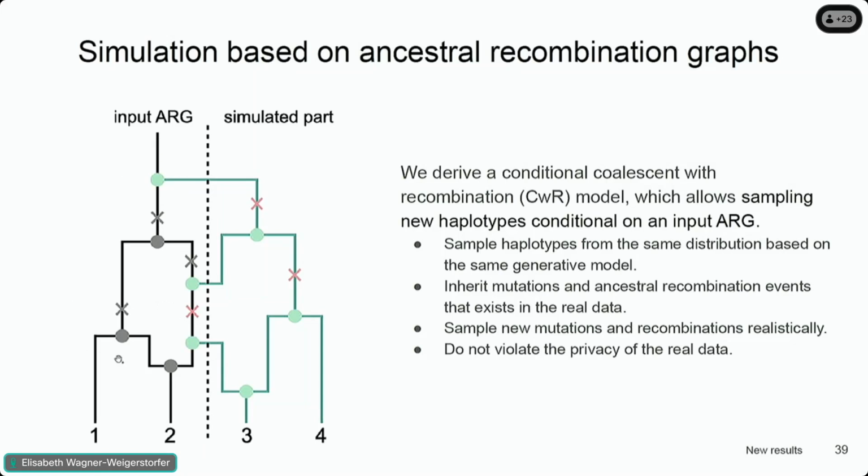And then we can remove the input ARG and the input data, and the resimulated data would follow the same process, inheriting the same pattern of mutation and LD, but there would also be realistic new mutations being simulated based on the branch length.